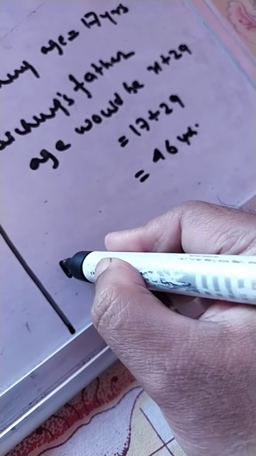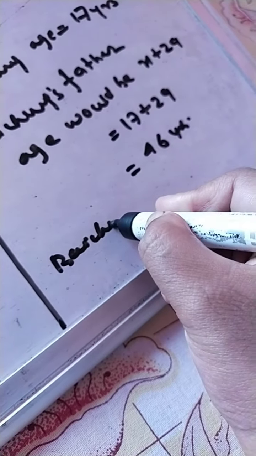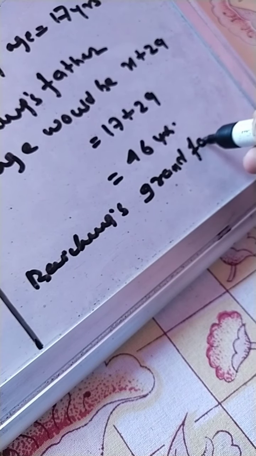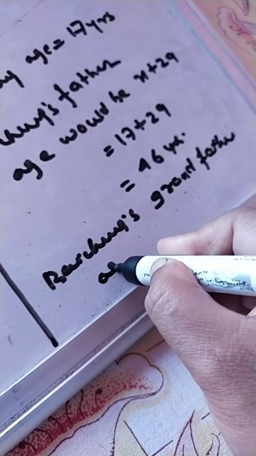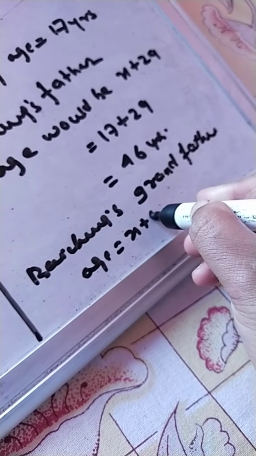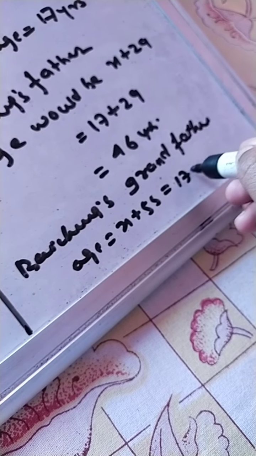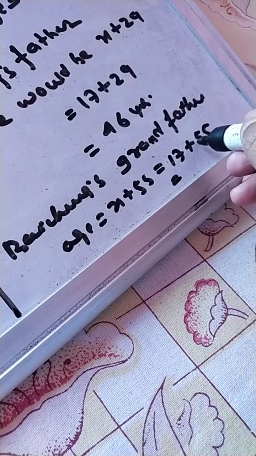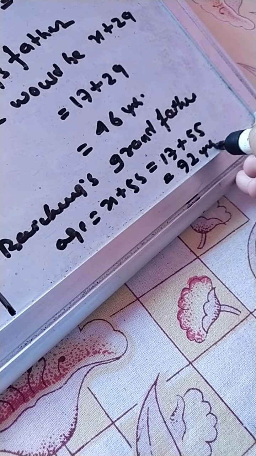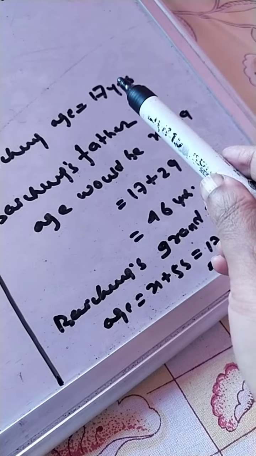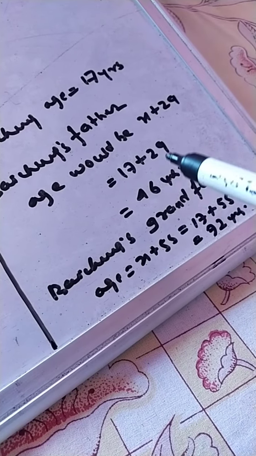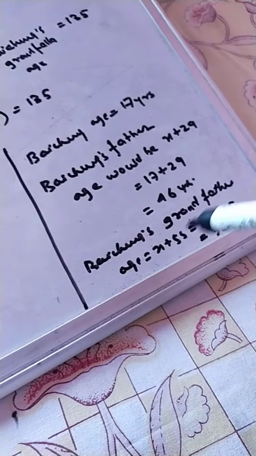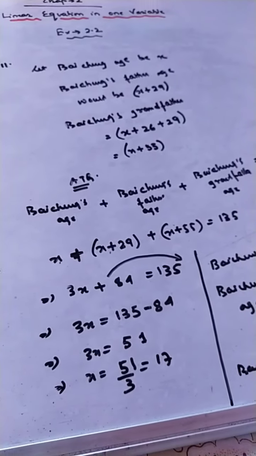And Baichung's grandfather's age would be x plus 55, that would be 17 plus 55, and this will give you the answer as 72 years. So Baichung's age is 17 years, Baichung's father's age is 46 years, and Baichung's grandfather's age is 72 years. So this is the solution of question number 11.